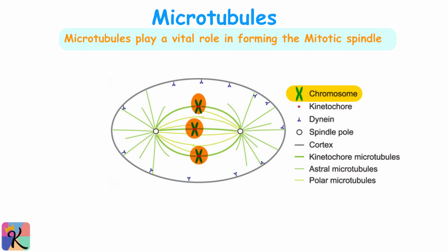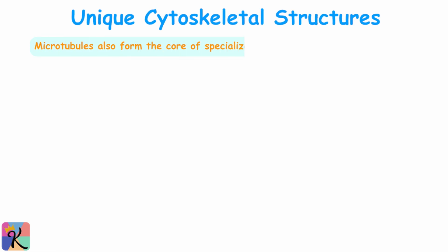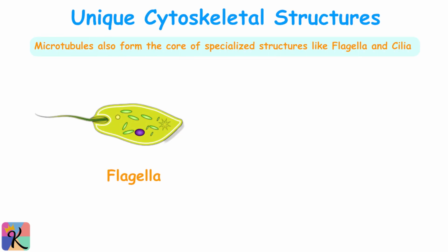The spindle fibers attach to chromosomes via a structure called the kinetochore and help separate sister chromatids, ensuring each new cell receives the correct genetic information. Imagine microtubules as fishing lines reeling in the chromosomes, guiding them to the right destination. Microtubules also form the core of specialized structures like flagella and cilia.